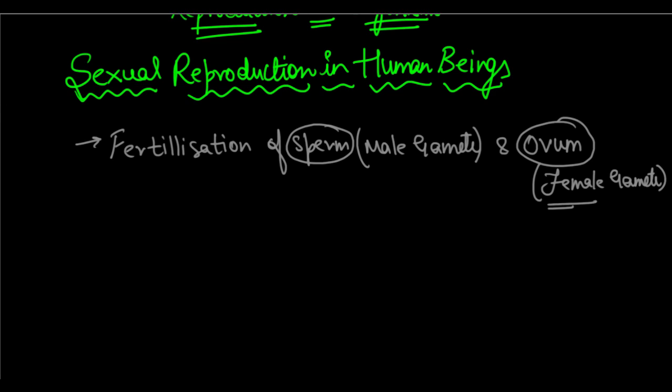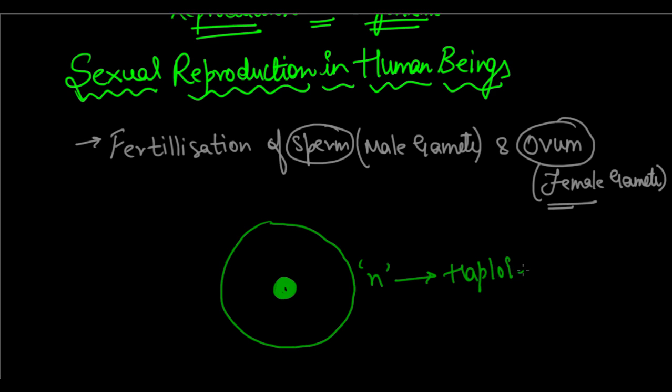This can be seen through a diagram. Usually what happens is that we have an ovum given by the female, which contains some form of a nuclei which has half the number of chromosomes, right? It is a haploid cell. It only contains half the number of chromosomes. And then we have the sperm, which is the male gamete, right? And this also has only N chromosomes and is again a haploid cell.